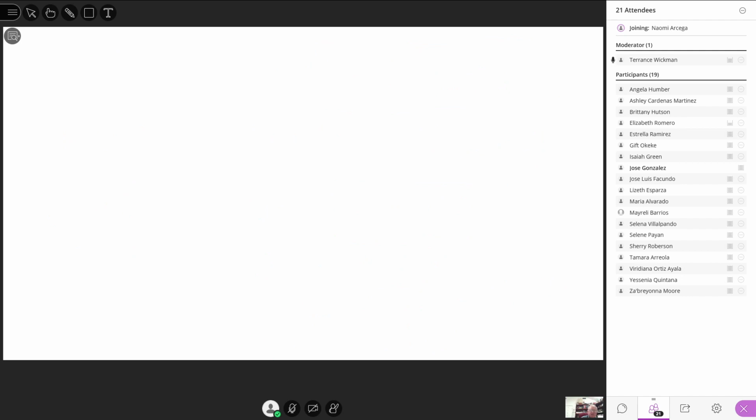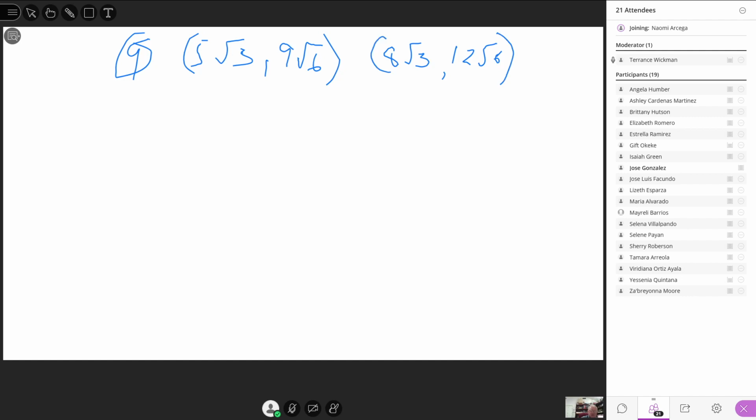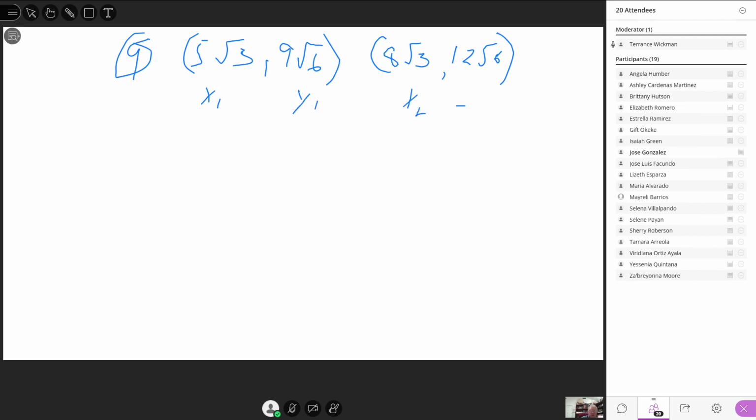Next one is the midpoint, number 9. And anytime you have a question, just let me know. We're given 2 points. 5 square root of 3 and 9 square root of 6. And the other one is 8 square roots of 3 and 12 square roots of 6. The rule says for the midpoint, this is x sub 1, y sub 1, x sub 2, y sub 2. You add the x sub 1 plus the x sub 2, and you divide it by 2. Then you add the y sub 1 plus the y sub 2, divided by 2.